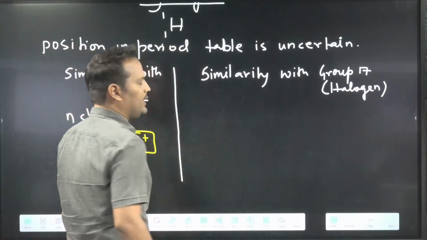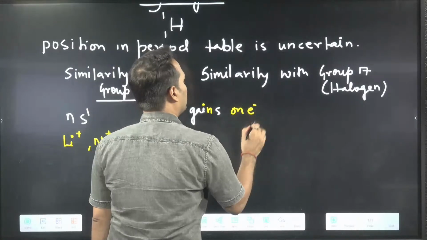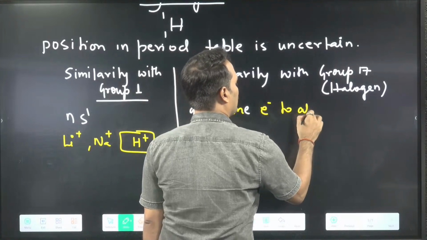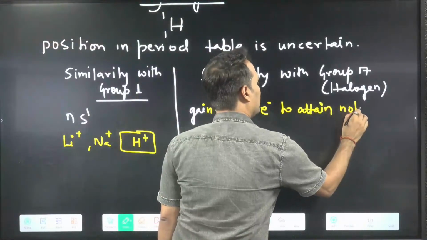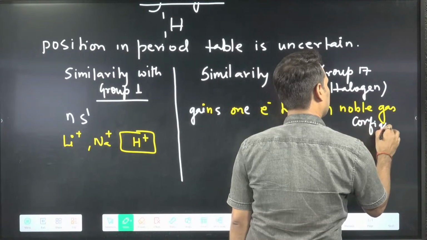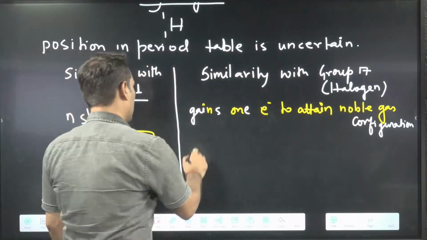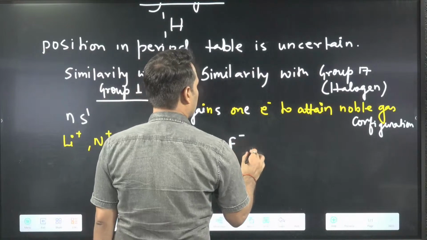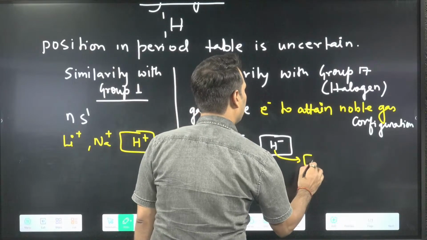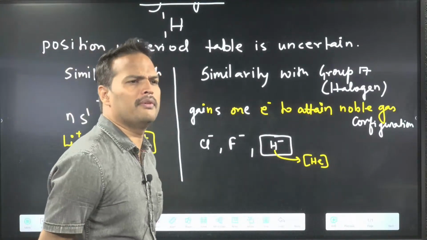At the same time, if you see the similarity with group 17, it gains 1 electron. It gains how many electrons? Tell me, 1 electron to attain noble gas configuration. Like the halogens F-, Cl-, it is also present like Cl-, F-. We also know that hydride is there, which is present as H-, which has the configuration of helium. Very good. So everyone knows these basic points.